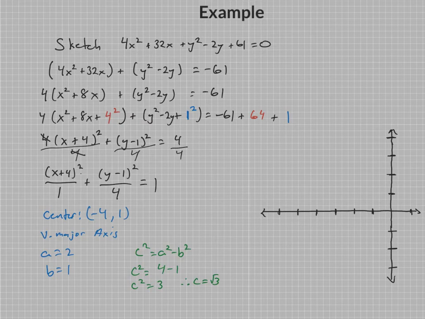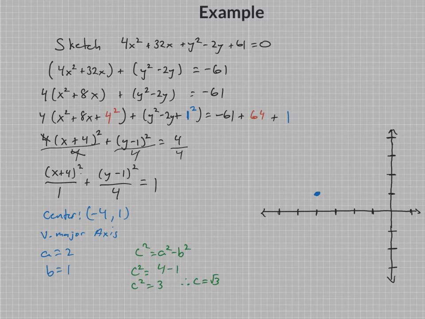To sketch this, the first thing I need to do is plot the center point. The center point in this case is at negative 4, 1. I have this marked off, and each line represents 1 unit. So negative 4 is here, and 1 is right there. So there's our center point.